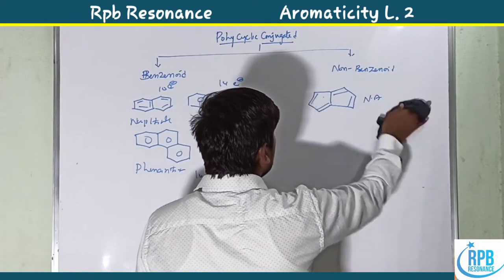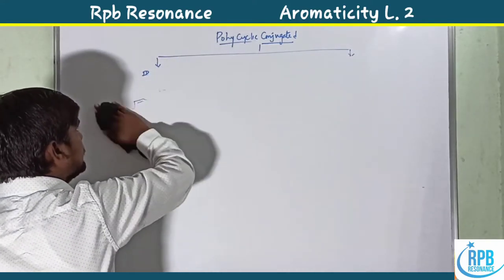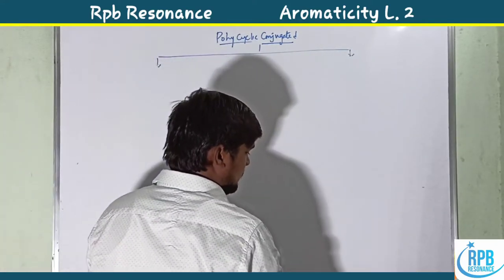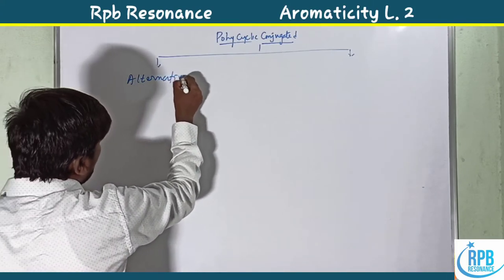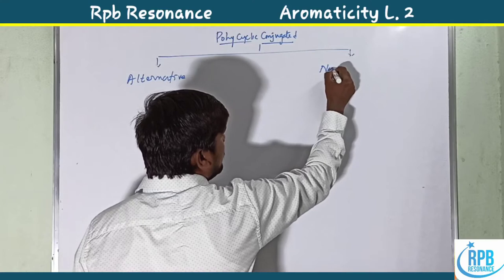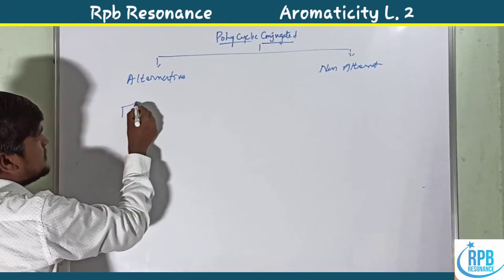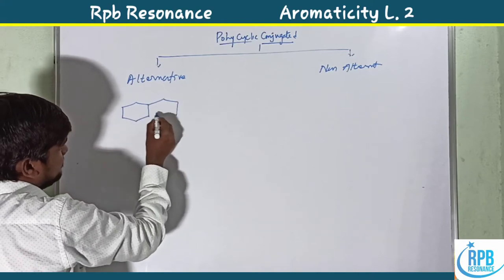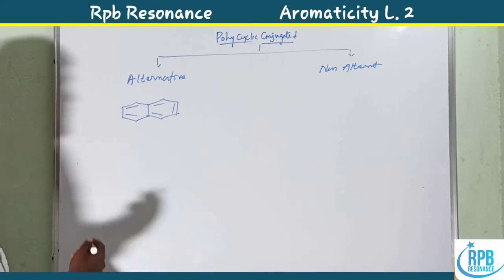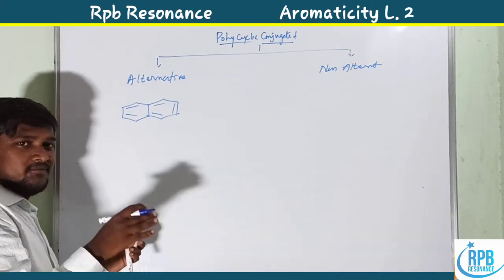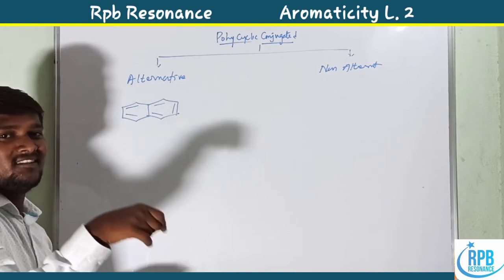Now based on the double bond orientation, it is classified into another two types, that is nothing but alternant and non-alternant conjugation. Simply, here it is the benzene ring. Benzene has unsaturated double bonds. Now in the case of benzene rings, let us start with any one of the double bonds.